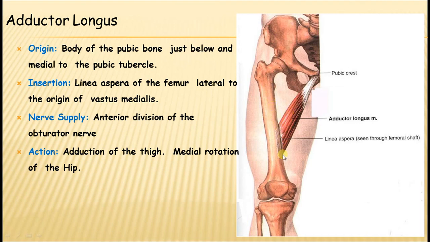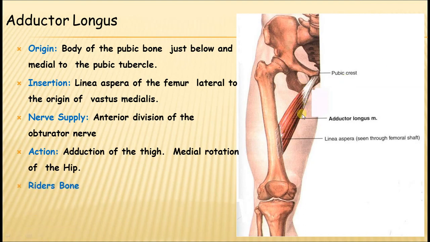Again, it helps in adduction and medial rotation of the hip joint. Okay, medial rotation of the hip joint and also the adduction of the thigh. So that is the action of the adductor longus muscle. It also forms one of the boundaries for the femoral triangle, and it also forms the floor of the femoral triangle.